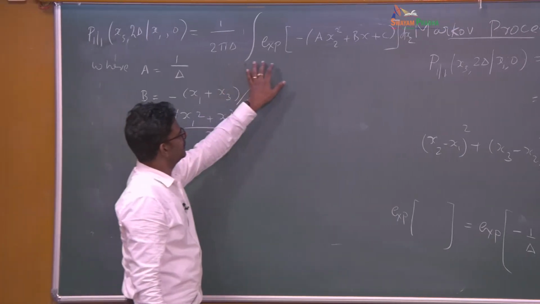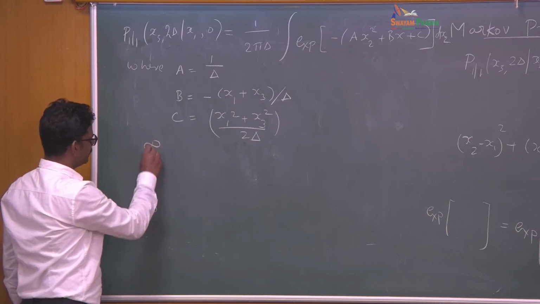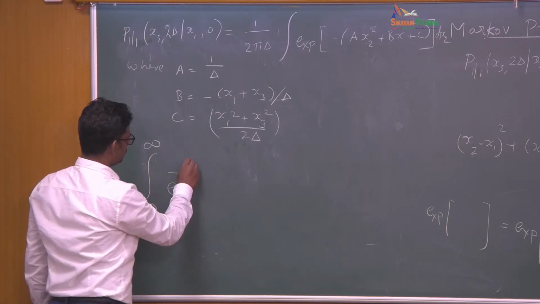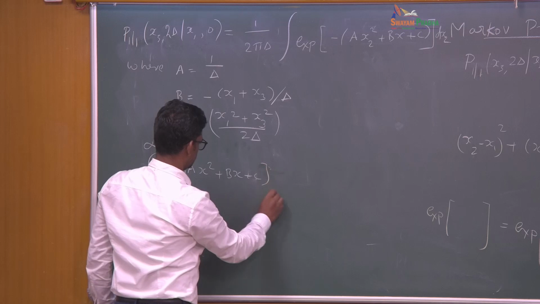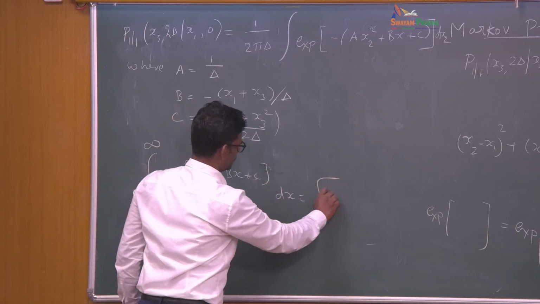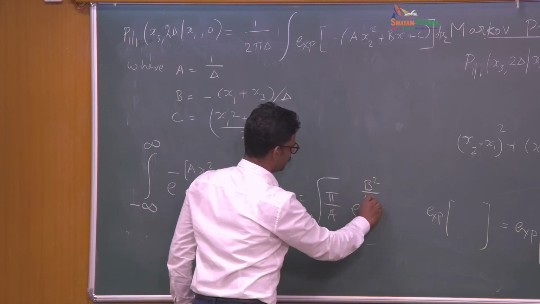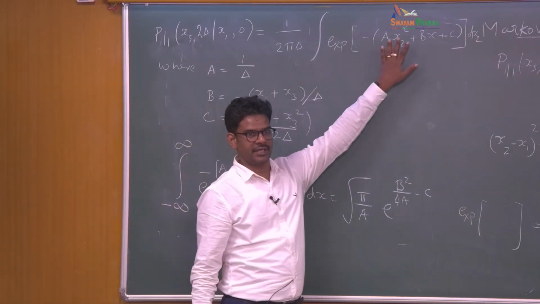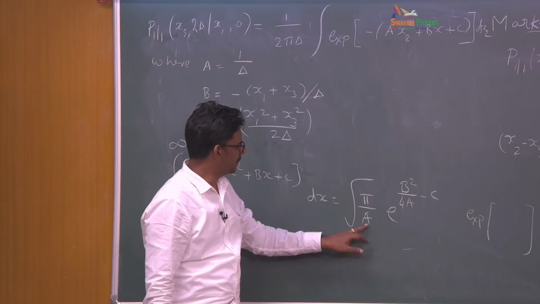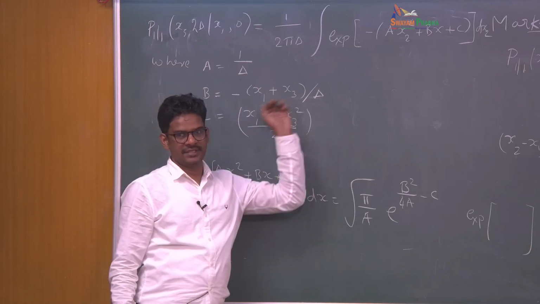Okay, so now if I look at this alone, we have an analytical result for that. If you have the integral from minus infinity to plus infinity of e power minus (ax square plus bx plus c) dx, it is given by square root of pi by a, e power (b square by 4a minus c). So now all we need to do is integrate this, and that basically is given by square root of pi by a. You have to substitute for a from here, and b square by 4a minus c from here, and that basically is the integral value.